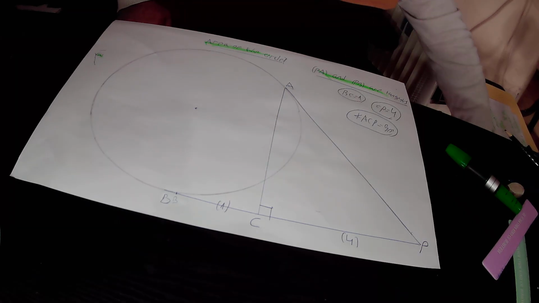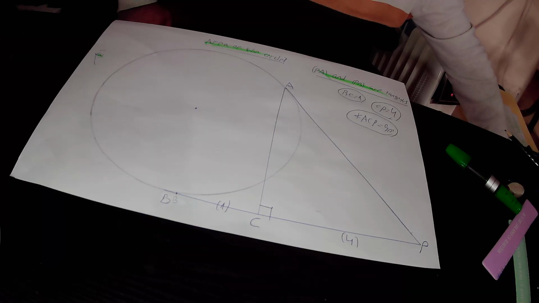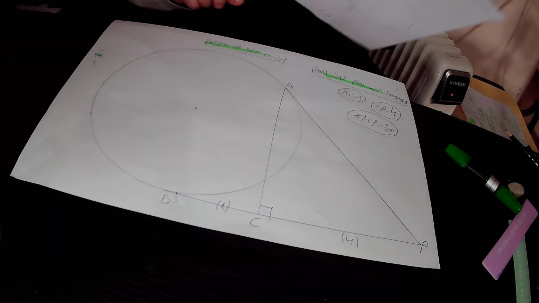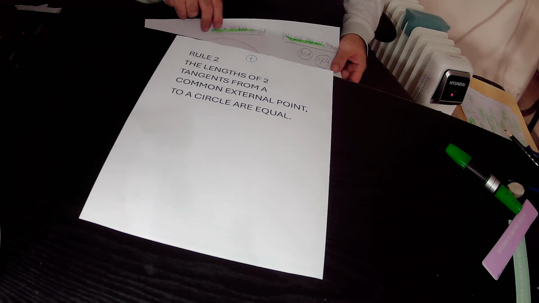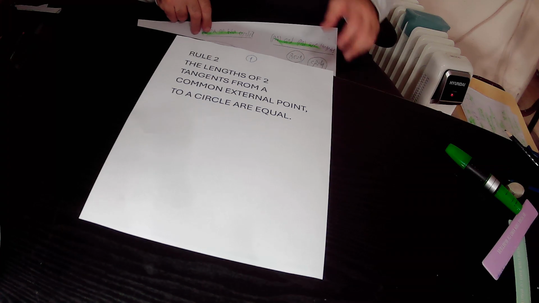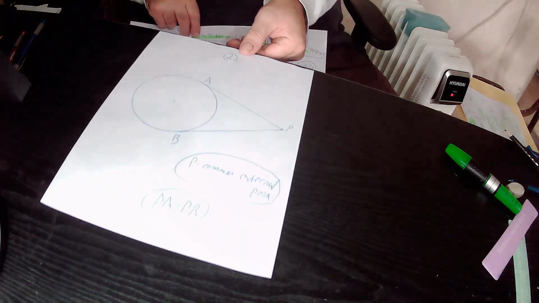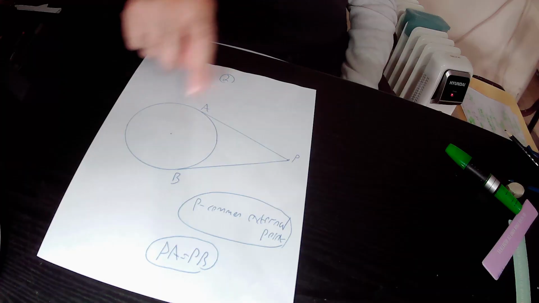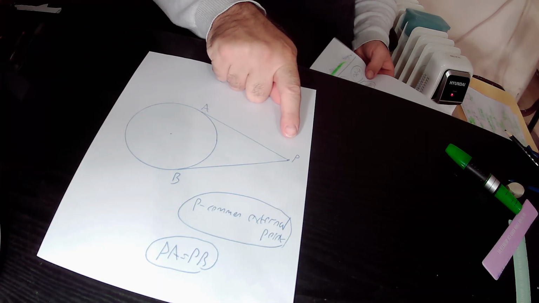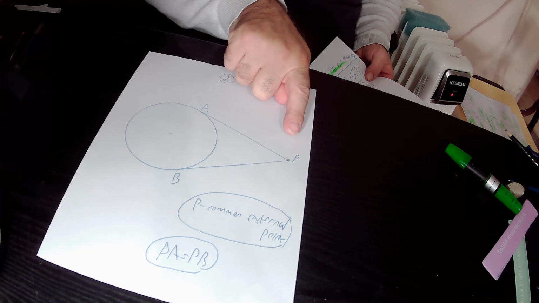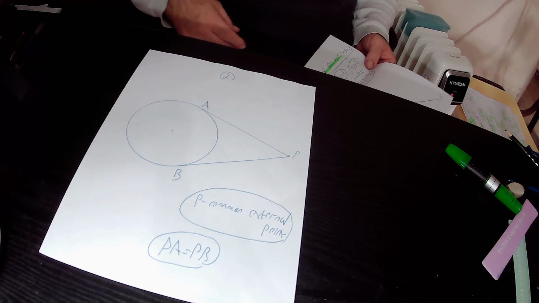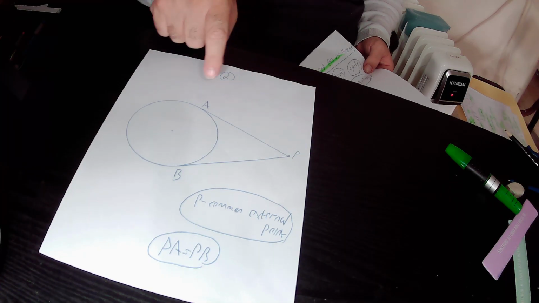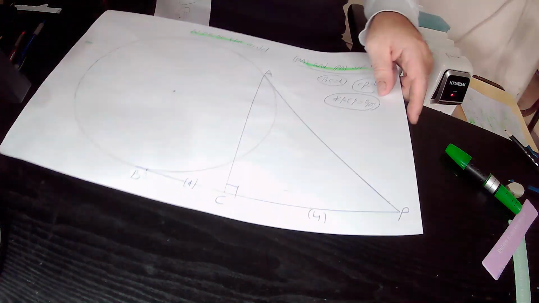So here we can implement rule 2 in our drawing. I click quickly on rule 2. According to rule 2, the lengths of two tangents from a common standpoint to a circle are equal. So in the drawing we have a circle. This is the common standpoint, point P. From this common standpoint P, we have two tangents to this circle, tangent PA and tangent PB. And according to this rule 2, they are equal to each other. That is to say, PA equals PB.